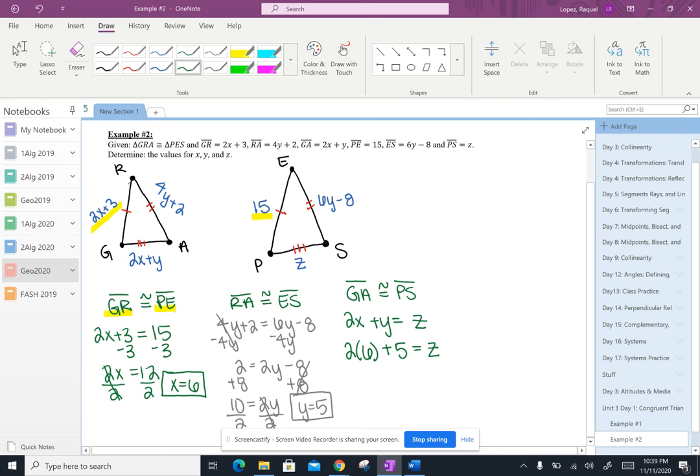So from there, we can follow order of operations. 2 times 6 gives us 12. 12 plus 5 equals z. So 12 plus 5 is 17, so z equals 17. Let's go back to the original problem and make sure that we've answered what they wanted us to find. The problem read, determine the values for x, y, and z, and we've gone ahead and done that. X equals 6, y equals 5, z equals 17.